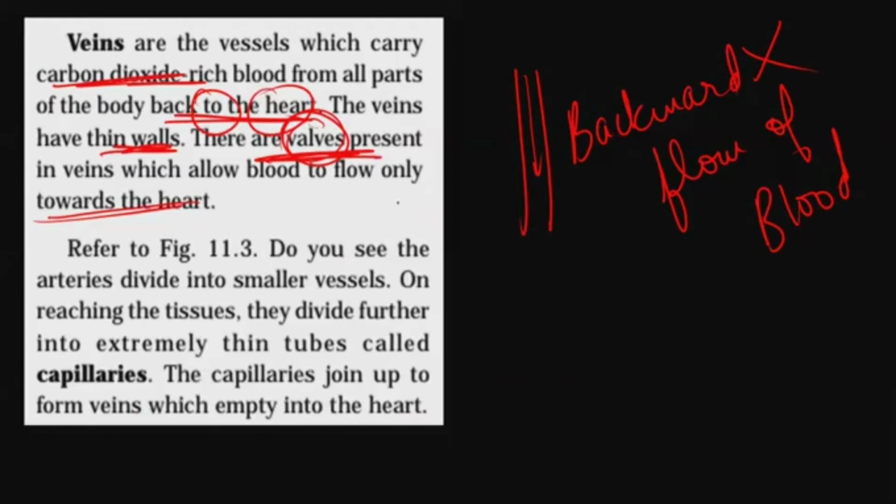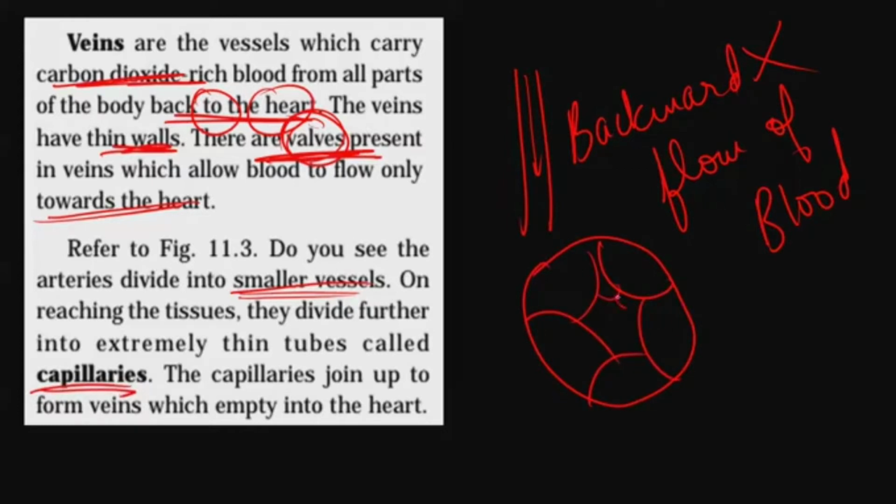Okay, now we will also see in one of the diagrams that the arteries divide into smaller vessels, and on reaching the tissues, they divide into capillaries. For example, you can say that you have a country. It is divided into states. Again, it is divided into small districts. Then you can say sectors or streets, etc. Similarly, the arteries and veins divide into smaller vessels. Again, they divide into capillaries, extremely thin tubes called capillaries.